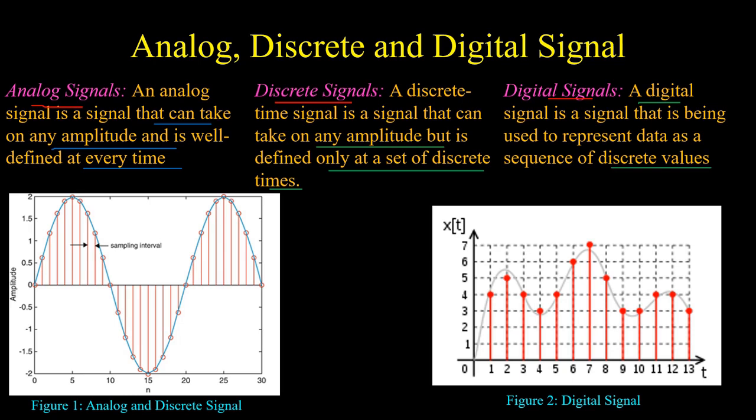Now if you look at figure 1, the signal in blue line represents an analog signal or a continuous time signal, which is defined for all values of time. And the signal in red lines represents a discrete signal which is defined for only discrete instants of time. You will observe that in one cycle there are only 20 values of the discrete signal. Now if you look at figure 2, which represents a digital signal, the signal is defined for a discrete instant of time and its amplitude is also discrete. The digital systems are mostly operated with digital signals, which are defined for a discrete instant of time and their amplitude is also discrete.